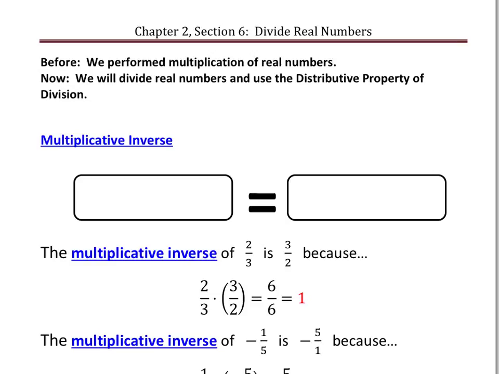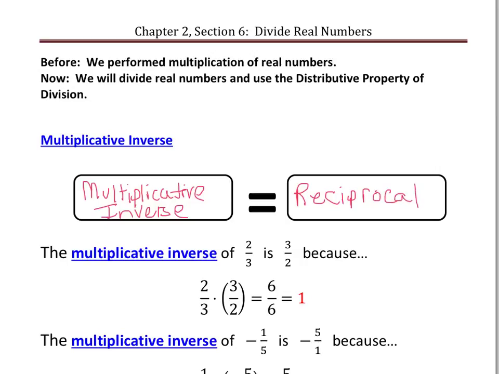The first phrase is multiplicative inverse. Multiplicative inverse is a fancy phrase, but it means exactly the same thing as reciprocal. So let's write that down. So, as I said, they mean the same thing, and you should have learned about the reciprocal last year.